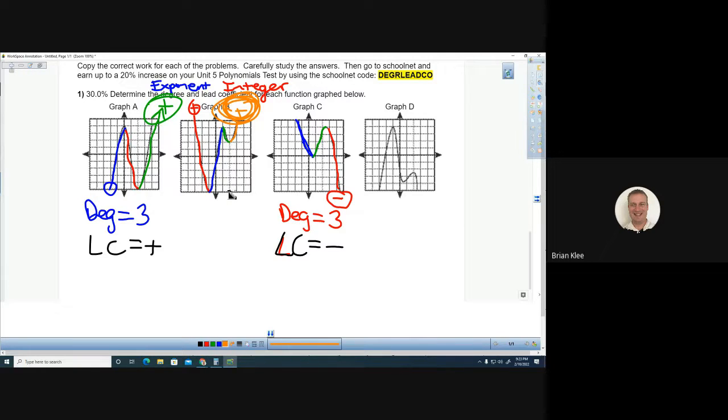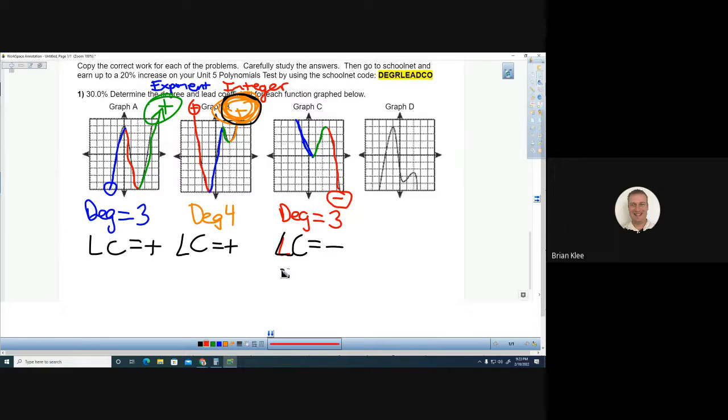That's the commonality. So the degree happens to be 4. The lead coefficient is positive because we're going off to positive infinity from left to right.